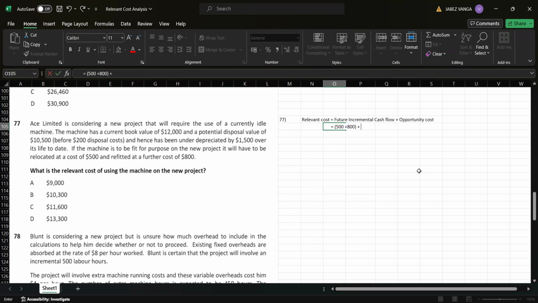Apart from that, there is an opportunity cost. Opportunity cost is that it can be sold at 10,500 after incurring a disposal cost of 200. Done. So what's relevant cost? So relevant cost, we see that it is 1,300 plus 10,300. So 11,600 is the answer. We see option C is the answer, 11,600.